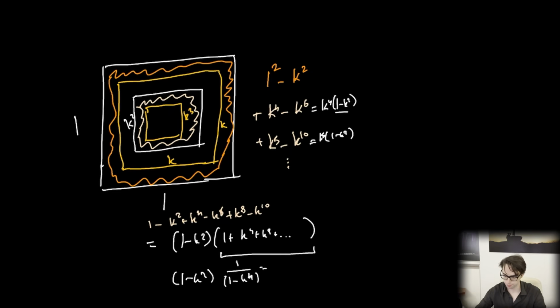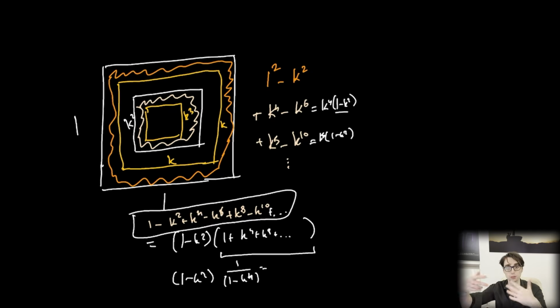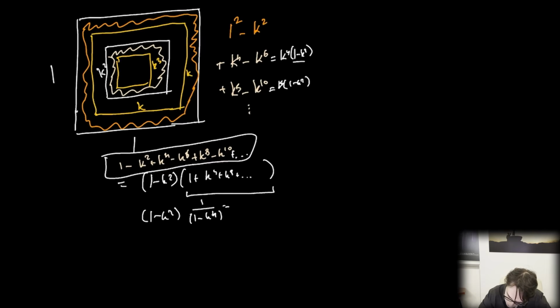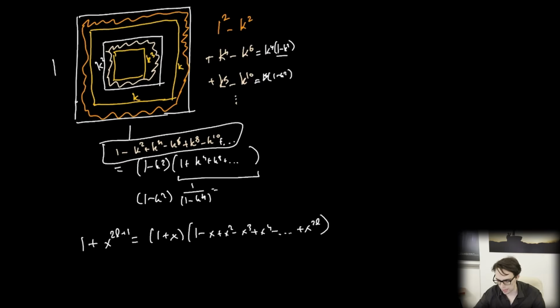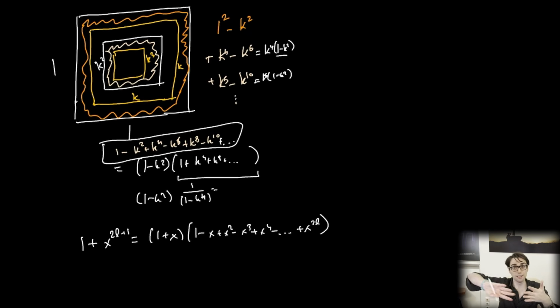But I want to show the other way, which is what does this remind you of? And it's also good to know how you get these formulas. For me, what this reminds me of is if I have some sequence that says 1 plus x to the 2l plus 1. What is this? It's going to be 1 plus x times 1 minus x plus x squared minus x cubed plus x to the fourth, minus plus minus plus, plus x to the 2l. This is the formula. We learned this formula. And then how do we apply it here? Well, here L is infinite, right?